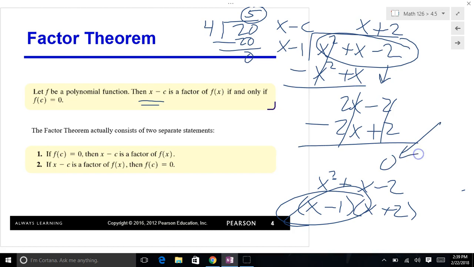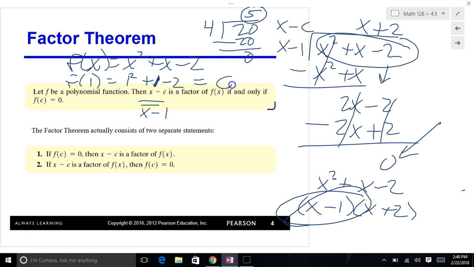And why is it a factor? Well, my remainder is 0. So if f of c is 0, x minus c is a factor. So the remainder's got to be 0 for it to be a factor. And you can plug in that c. So since f of x is x squared plus x minus 2, we're dividing by something of the form x minus c, in this case x minus 1. So our c is 1. If I plug 1 in, it'll tell me my remainder. So 1 squared plus 1 is 2, 2 minus 2 is 0. It tells me my remainder right there when I plug that c value in.